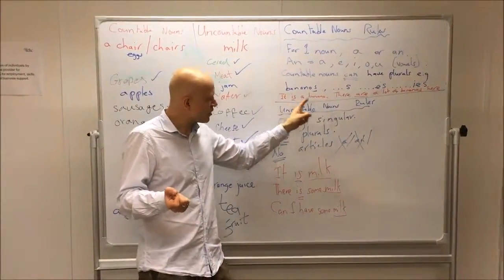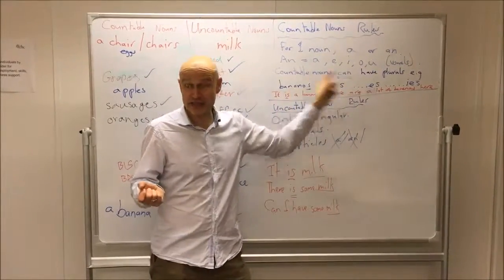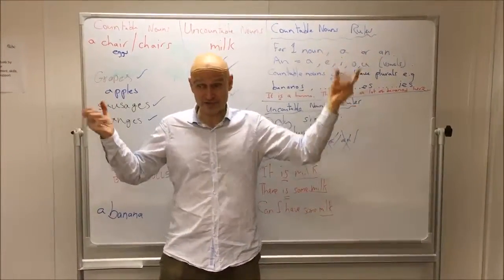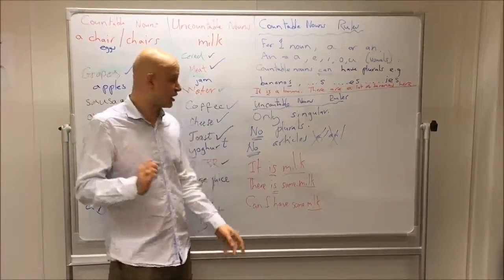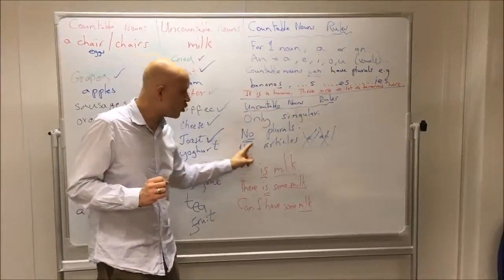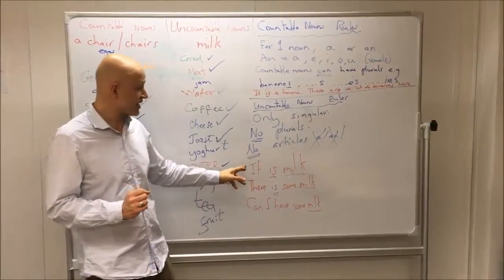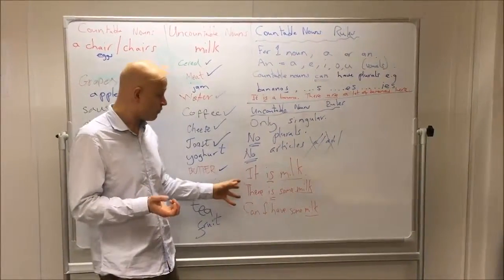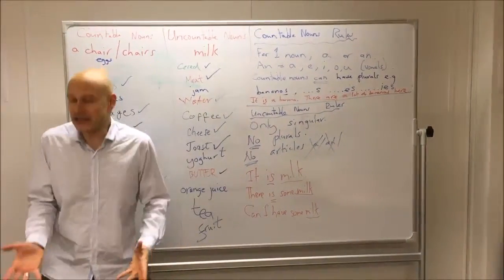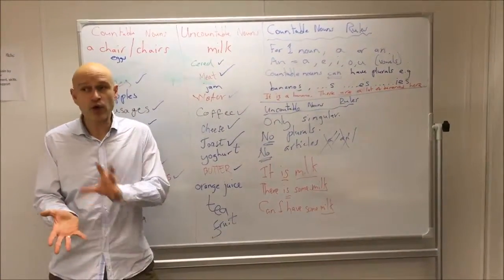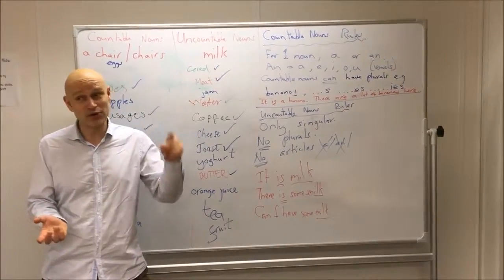So you can see where the grammar changes for countable nouns. But for uncountable nouns, they can only be singular. No plurals, no articles. So we just say, it is milk, or there is some milk, or can I have some milk? Or have you got any milk? Something like that, but no a and no plural.